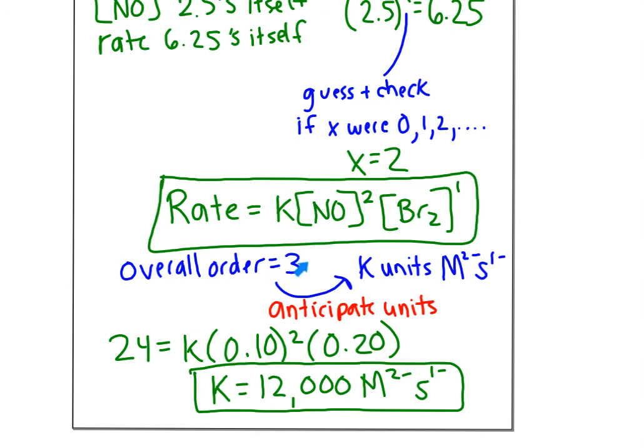So I want you to start anticipating the units for k before you even solve. I see that 2 plus 1 is 3. The overall order is 3. So before I even solve for k, I know my units are going to be molarity to the negative 2, s to the negative 1. And then I can pick any reaction from the table that I want. So don't worry if you didn't pick that experiment. You can pick any one. We should still get the same answer. And I got 12,000, and then my units are matching what I anticipated above.